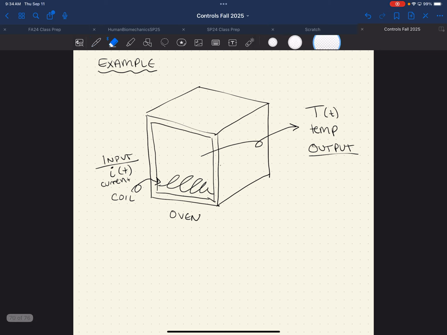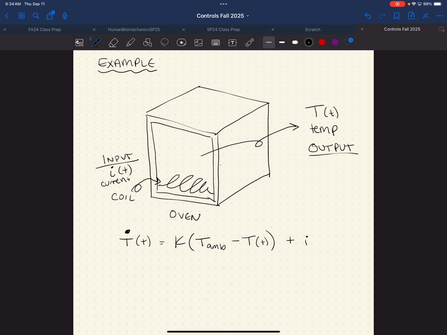If you've taken heat transfer or maybe thermodynamics, you might be able to derive the following differential equation. What do you think T-amb is? Ambient temperature. Yep. So the rate of change of the temperature in the oven is a function of the difference in temperature between the oven and the outside temp, plus I of T. All right.